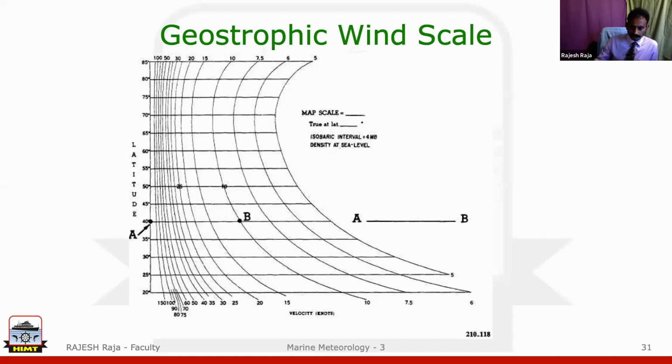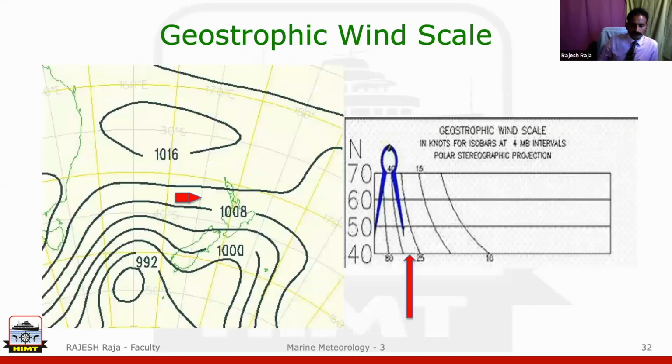So it's very simple. Let us take this example on the left-hand side as the weather facts I received. Now I plot my approximate position. So the vessel is here. This geostrophic wind scale is basically used with a condition that the isobars are at 4 MB intervals. So what I do is I take my divider, around my vessel, and measure the distance between the closest two 4 millibar isobars.